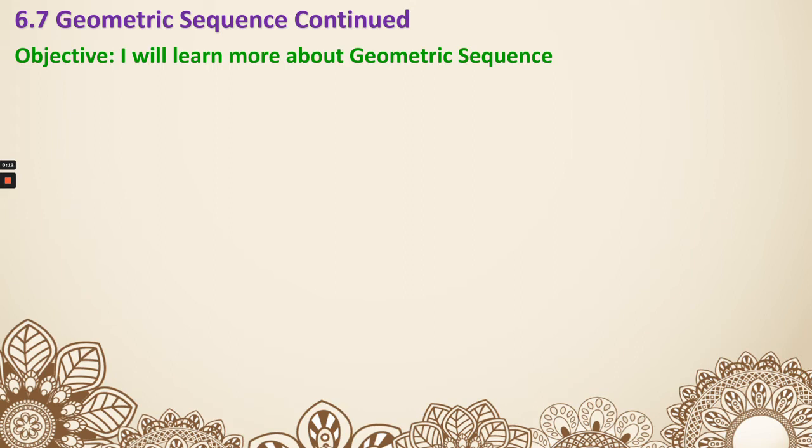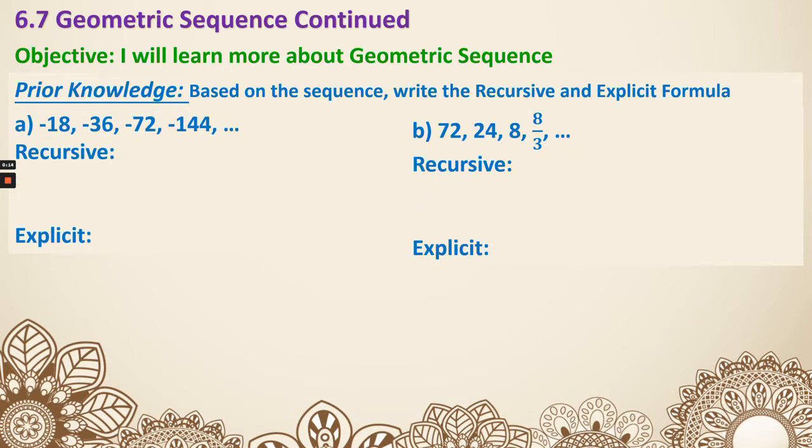First, let's start with some prior knowledge. This is basically a review of what we have learned in the two previous lessons about the recursive and explicit formula for geometric sequence. For the first one, we're writing recursive and explicit formula. No matter which form of formula you're writing, you are going to need two different things. You're going to need an a sub 1, and you're going to need to identify the r.